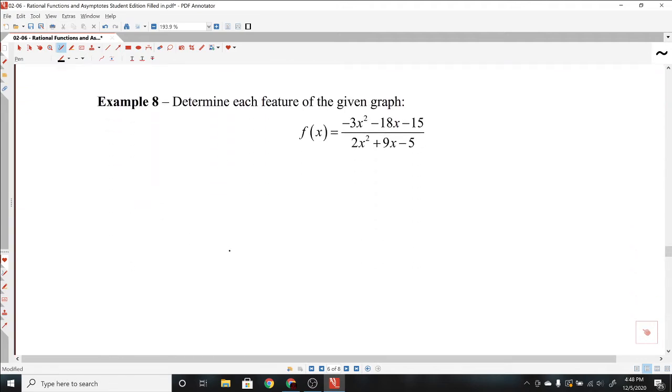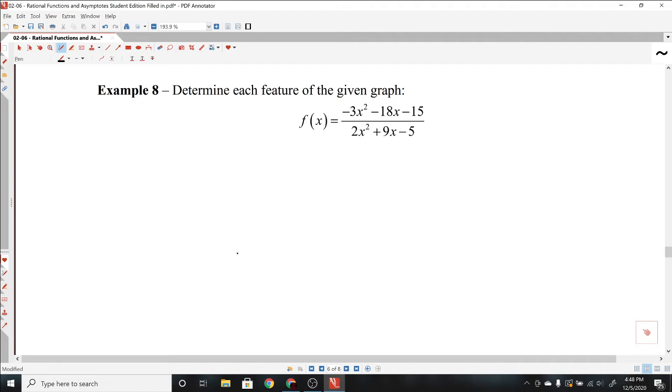All right, so let's take a look at a couple of examples. One, we're just going to look at find the features. The next, we'll find the features, and then we'll graph it. And then we'll take a look. I'm going to do a 4th video of just the application problems at the end of this.